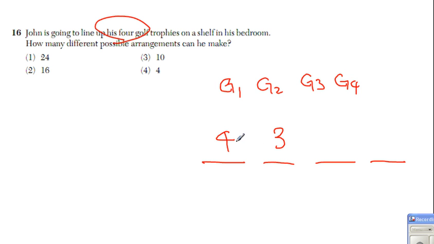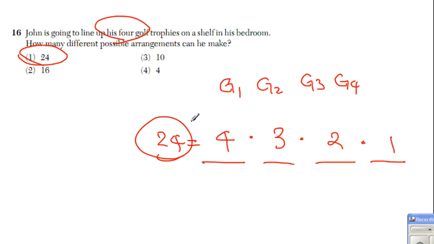Here, how many? 3, because we used 1 already. How about here? We have 2, which means we have used 2 here. And then last, we have 1. In order for us to find the final answer, we just have to multiply them, from the idea of a tree diagram. Therefore, 24 becomes our final answer. Alright, next.